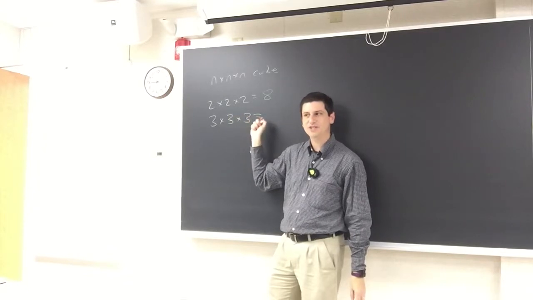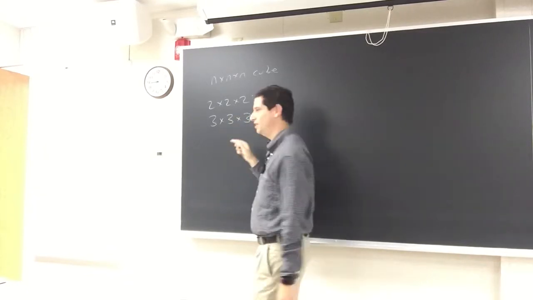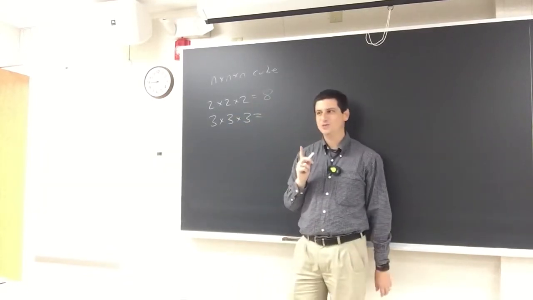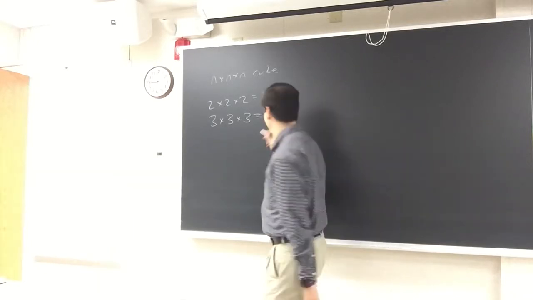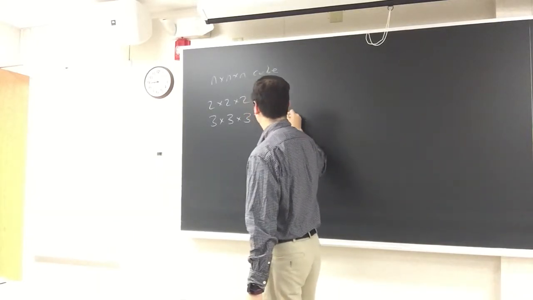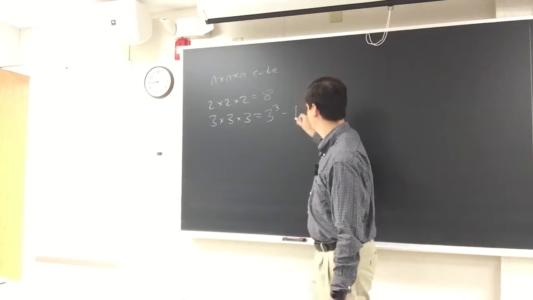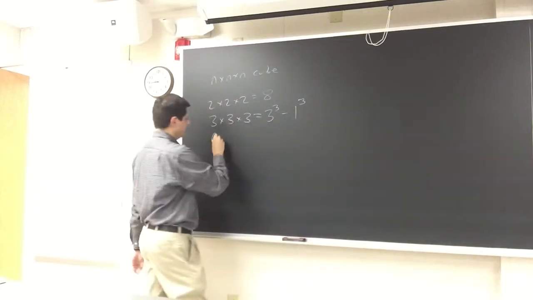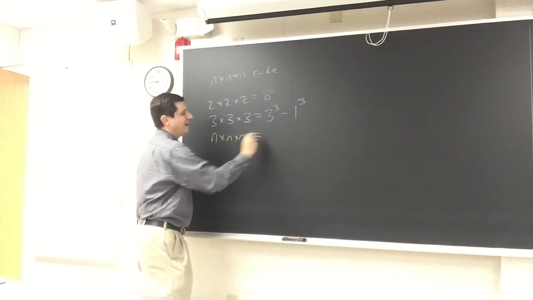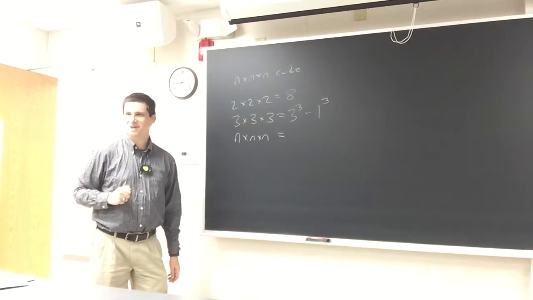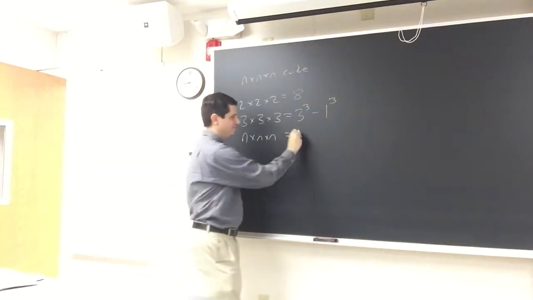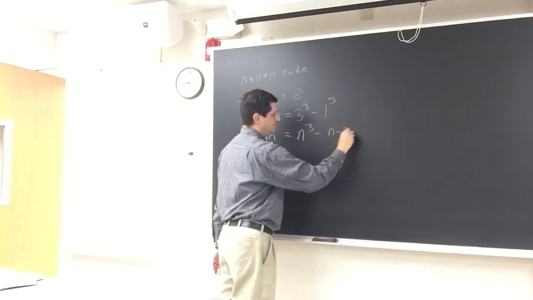How should you view the number 26? Not 27 minus 1. How should you write 27? 3 cubed. And how should you write 1? 1 cubed. So if I give you an n by n by n cube, how many pieces do you have on an n by n by n cube? n cubed minus (n minus 2) cubed. Right.